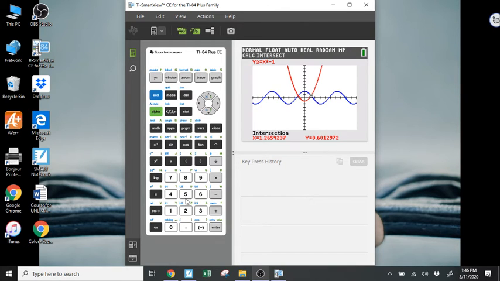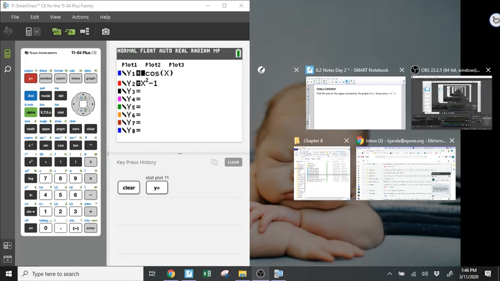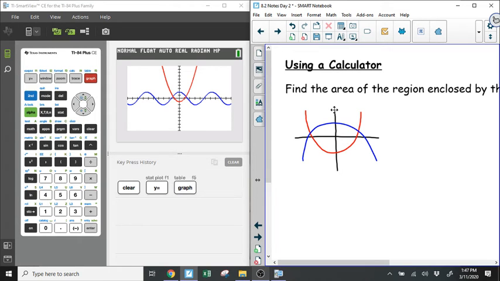So I typed those two into my y1, y2. You can guess and check a window for that. Probably could have zoomed in a little bit more, but I get the picture. I see what is going on. One of the things that we will want to do for ourselves is just draw a picture. So we've got our parabola here. And we've got our cosine function here. Something like that. And the area between our two curves would be that shaded region. So that's what we're going to answer at the end of this, the area between those two curves.